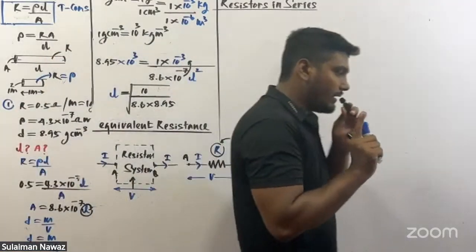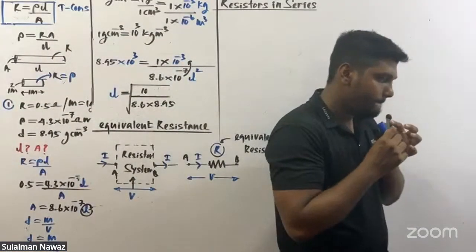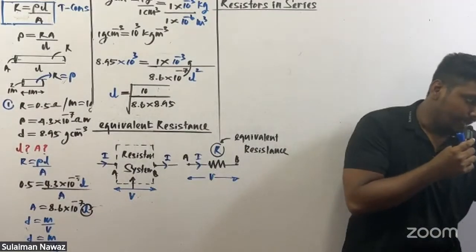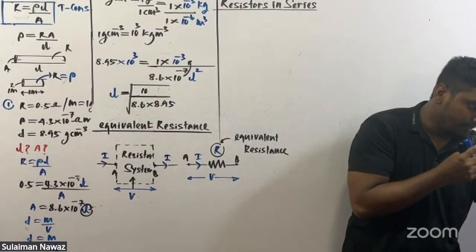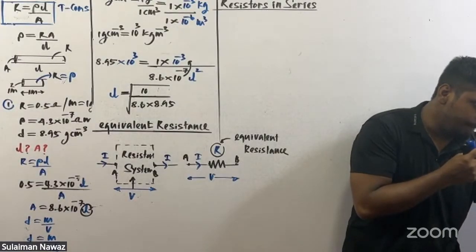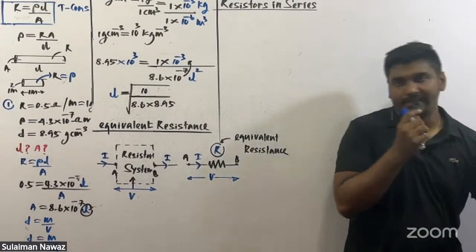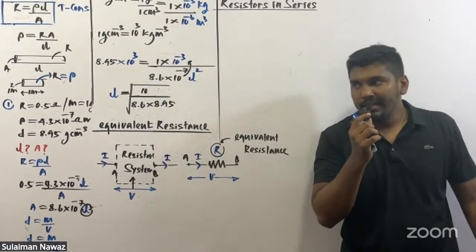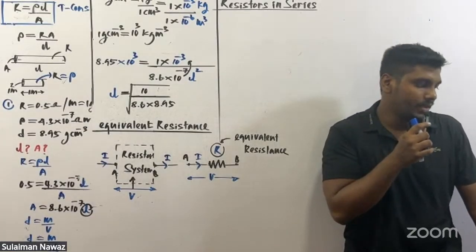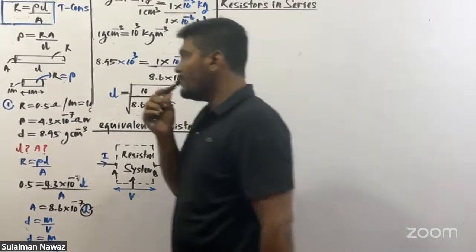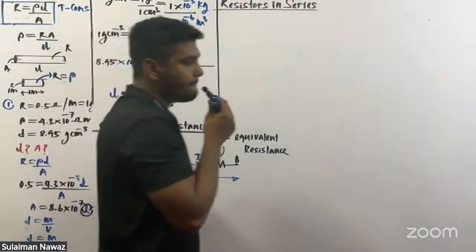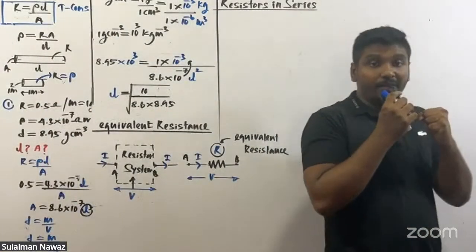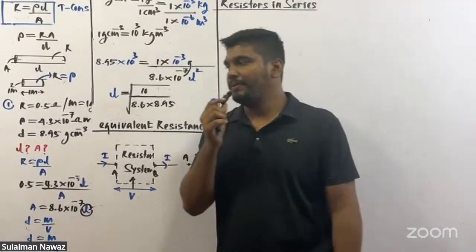Highlight: current in each resistance same, equivalent resistance. Okay. All right. Now second point, red color pen, write down.